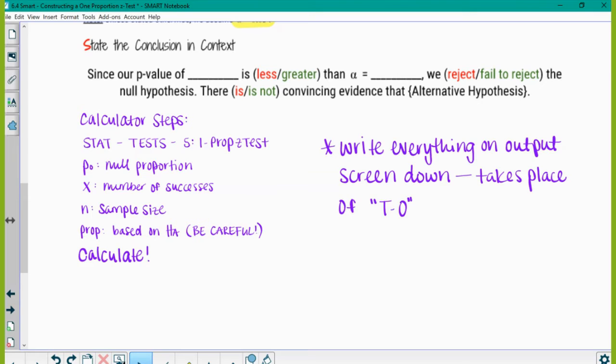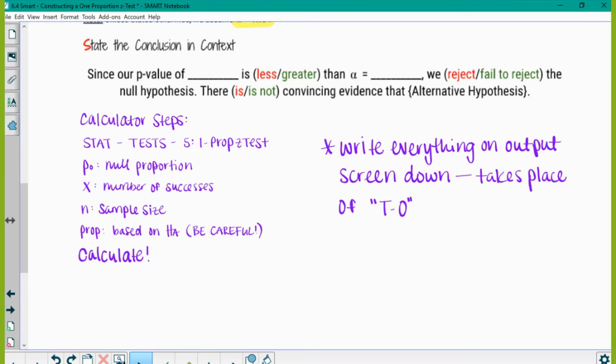And this is also going to be found within that stat tests menu. It's going to be option number 5. It's going to ask you, what is the null proportion first? Then it'll say, how many successes do you have? How many people did you sample from total? And then the prop part is going to be your alternative hypothesis.